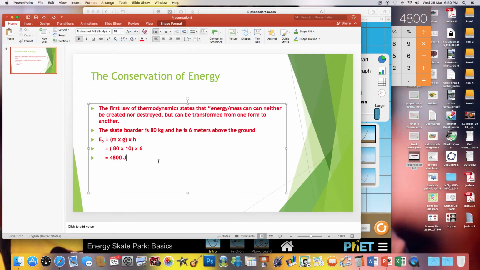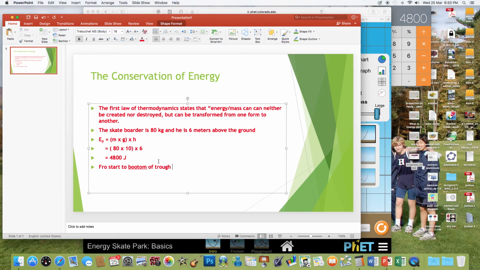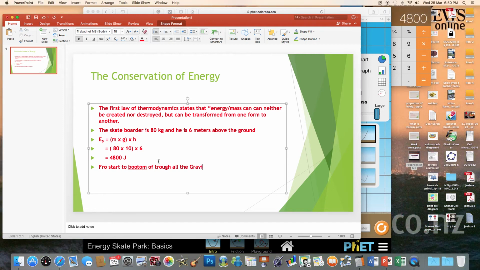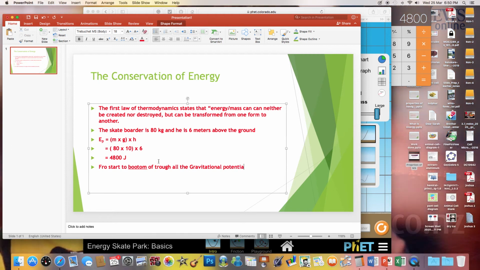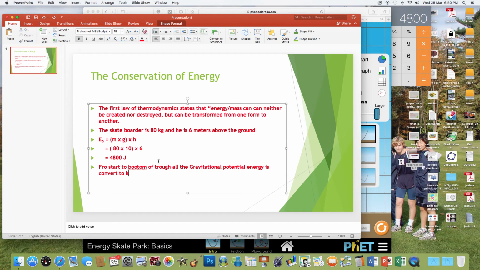So from start to bottom of trough, all the gravitational potential energy is converted to kinetic energy.